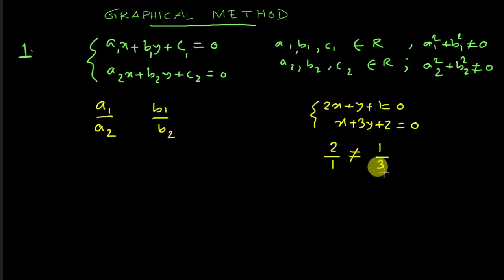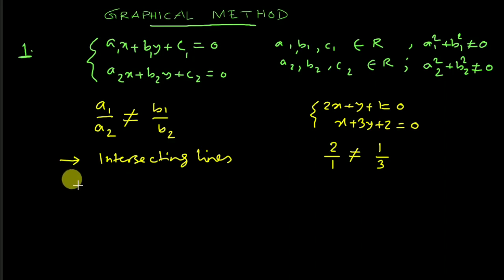They are not equal. That means if a1 by a2 is not equal to b1 by b2, then this pair of linear equations will always be straight lines. So these two lines will intersect. That means they are intersecting lines. Very important step: if a1 by a2 is not equal to b1 by b2, then this pair of linear equations are intersecting lines.